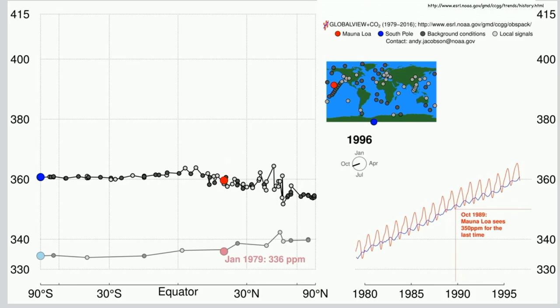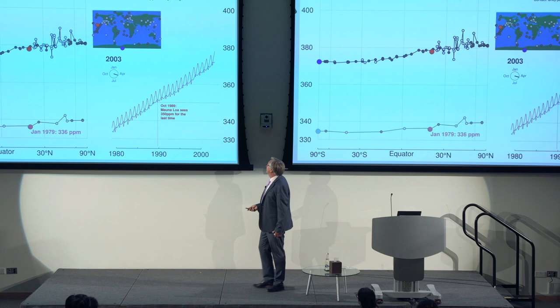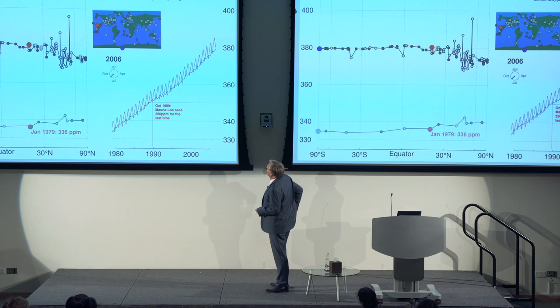Here the trend line is continuing, and I think it's obvious to all of you, isn't it, that the concentration average over the whole world is going up as a function of time. And this is going to keep going, I believe, until 2016, where at that time it was 403 parts per million, and today it is at 413 parts per million.